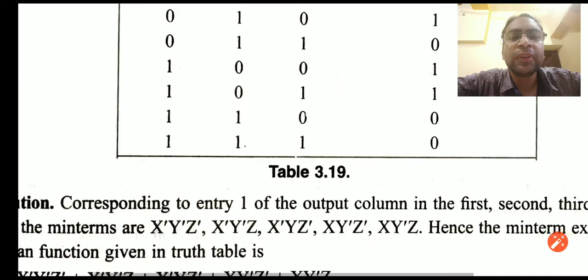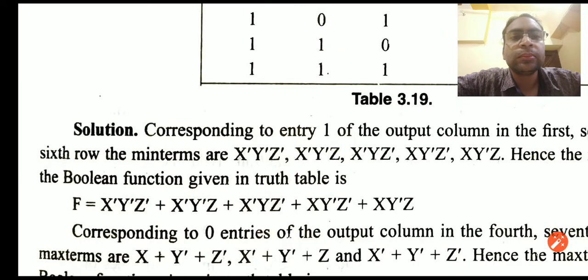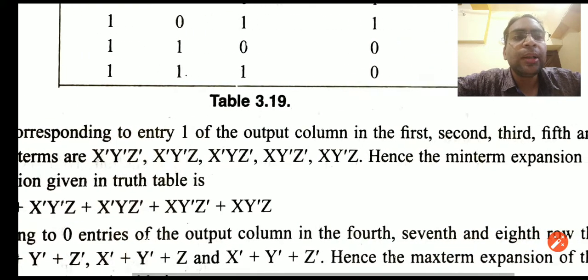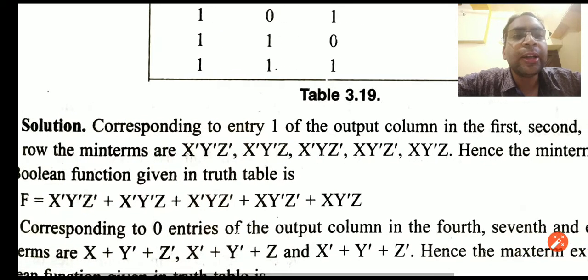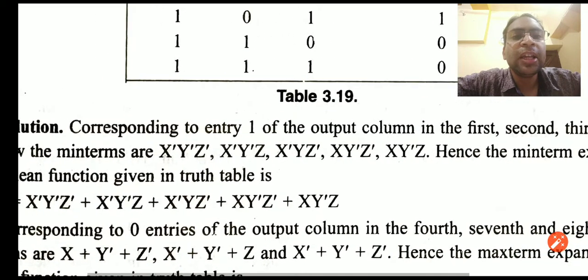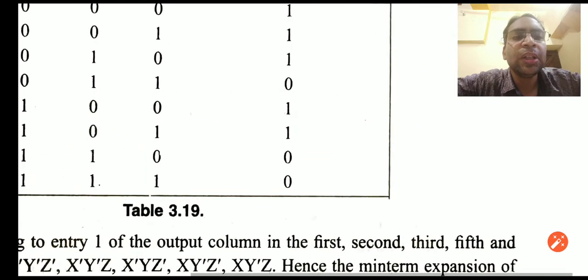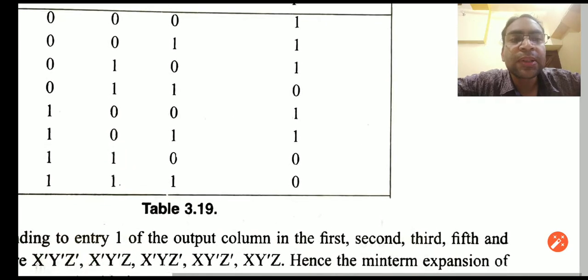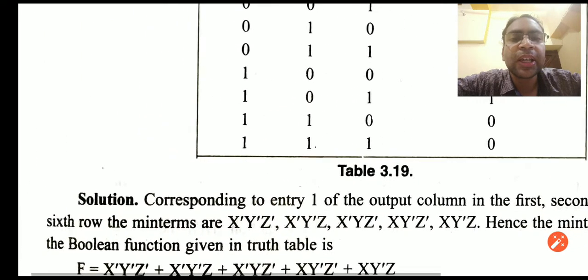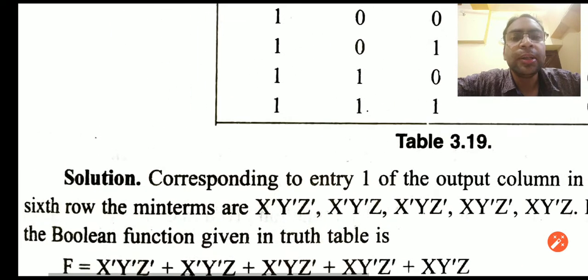Now we'll have to find out the corresponding canonical min term and the max term. So corresponding to every entry of 1, where the output is 1, we can see that this is with the first, second, third, fifth and sixth rows. So we have first, second, third, fifth and sixth rows. We can find out the min terms.